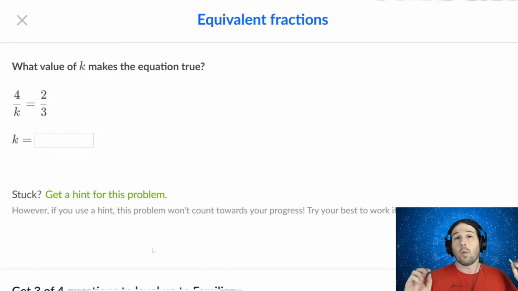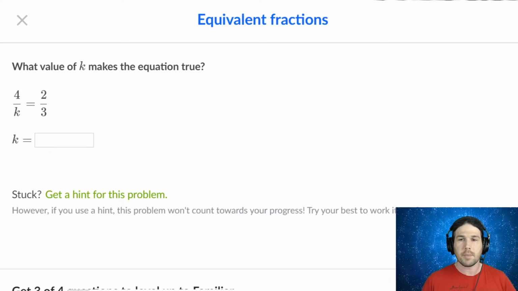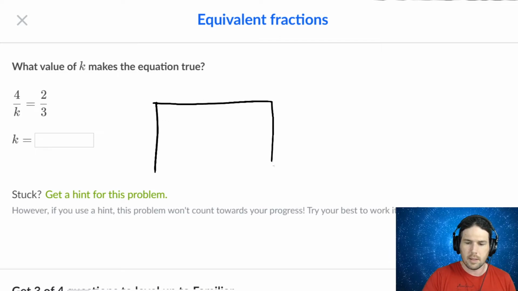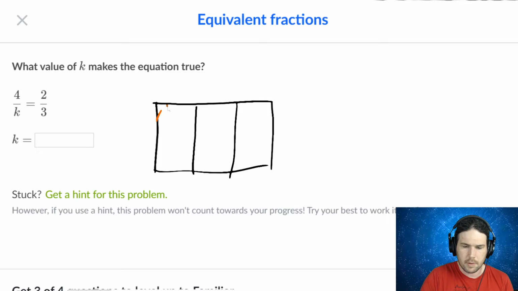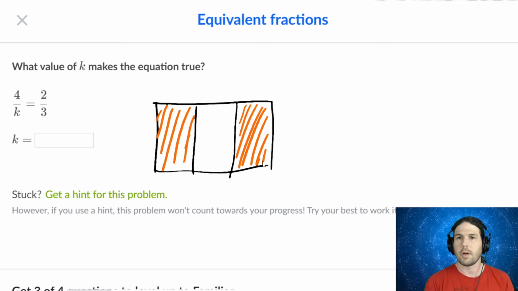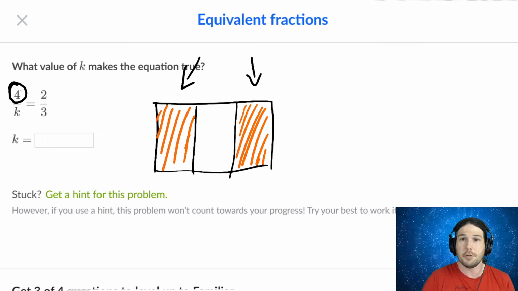So we want to know if I have, and I'm going to do this one visually, a rectangle, and we will cut it into thirds roughly, okay? And I'm going to shade in 2 of them. There's one. I'll even make it the outside too. All right? So now I need to know, what do I have to do to these blocks in order to get 4 things instead of 2 things.